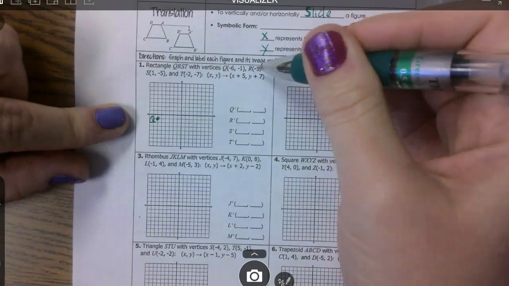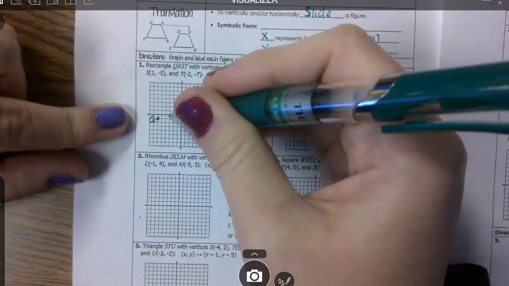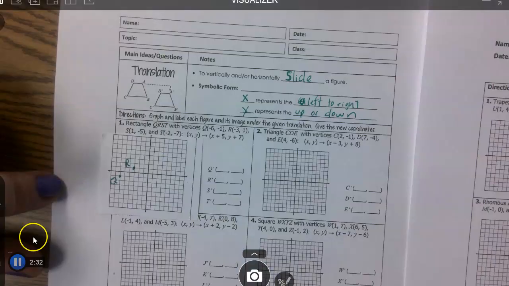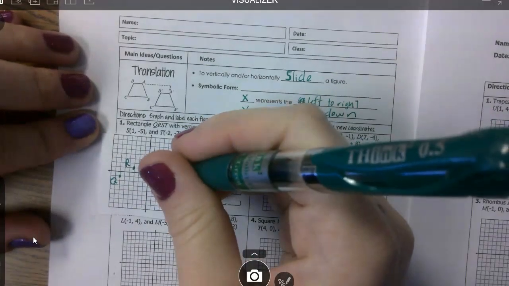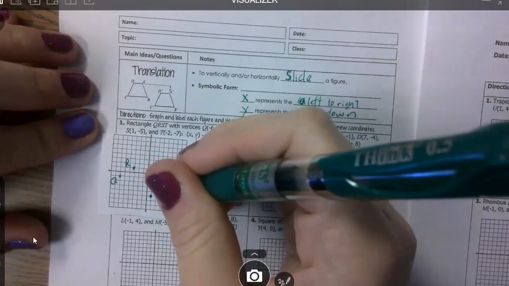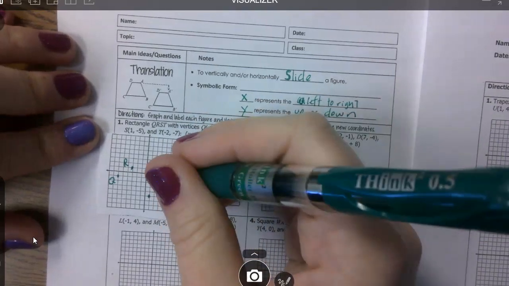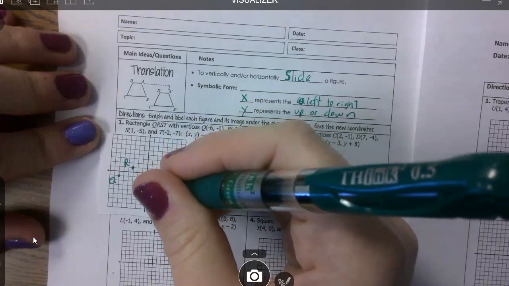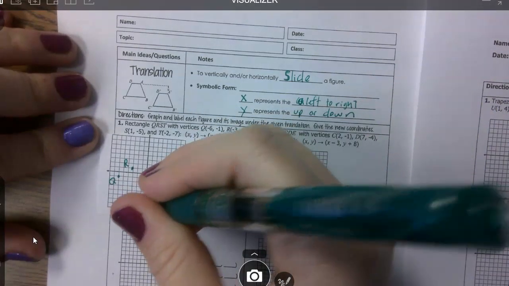R is at (-3, 1). So I'm going to go -3: 1, 2, 3, and 1 positive right there. There's R. Okay, now we need S at (1, -5). 1, -1, 2, 3, 4, 5. There is S. And T is at (-2, -7). So 1, 2, 1, 2, 3, 4, 5, 6, 7. There is T.